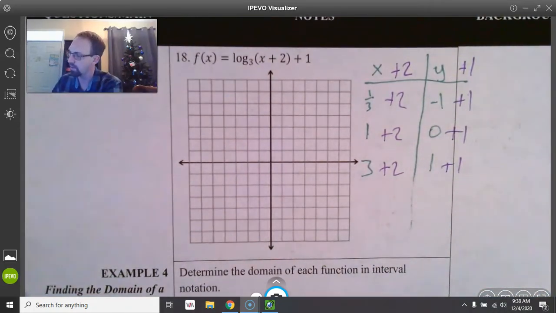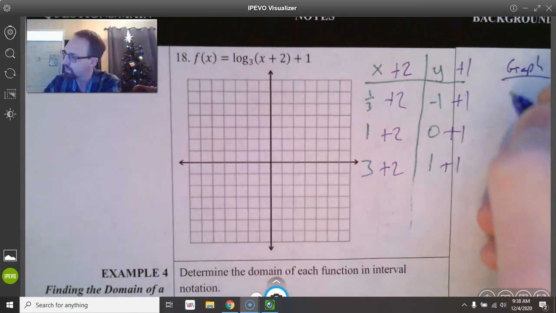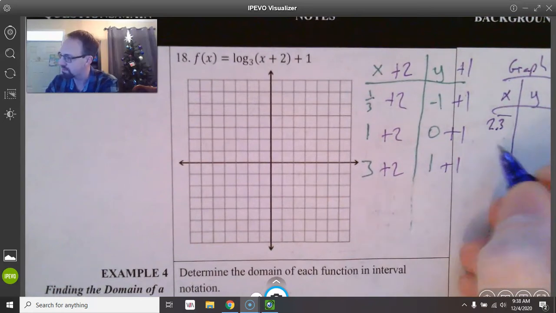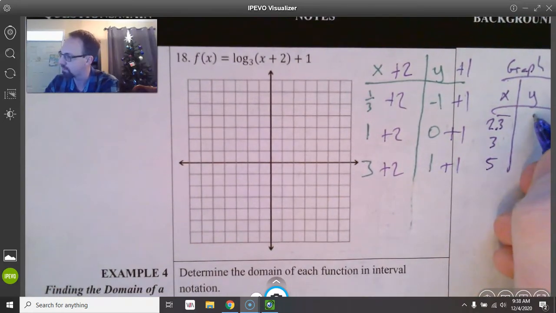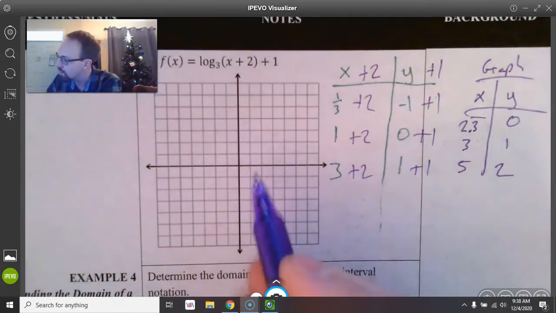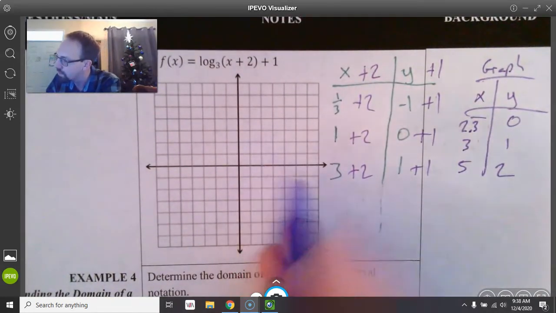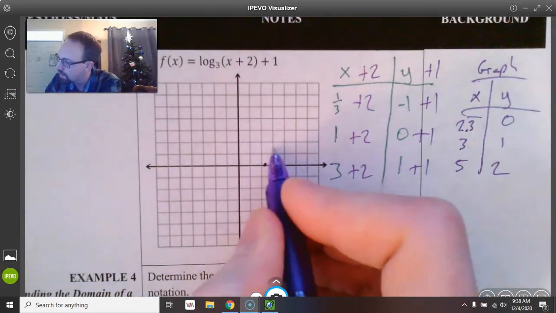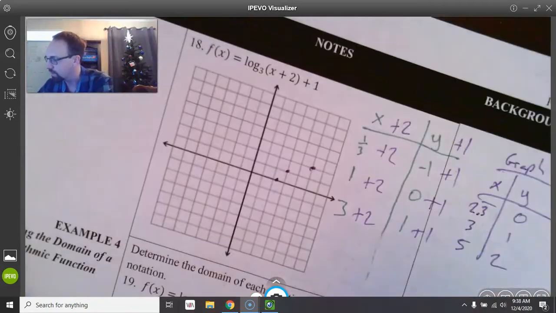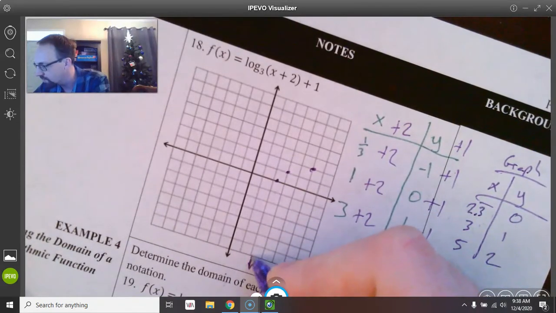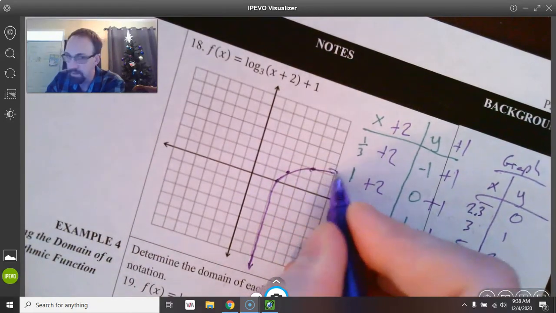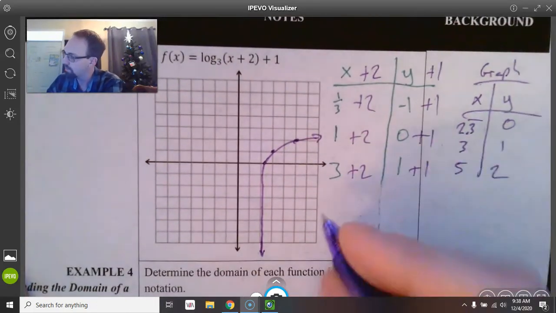And so then for my final graph, my x and y chart, that's going to be 2.3 repeating, just like we did earlier, 3 and 5, -1 + 1 is 0, 1, and then 2. So it just gets shifted up that way. So 2.3, it's about here, here, 1, 2, 3, 4, 5, 1, 2, here. Again, want to make sure that I don't go past that asymptote. And there we go. There's that one.